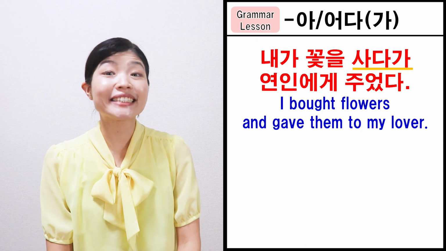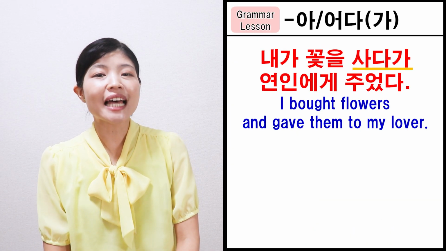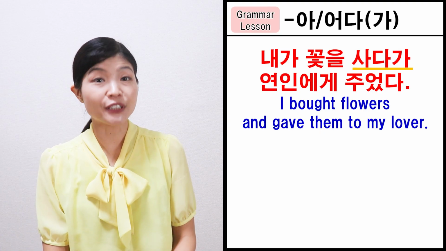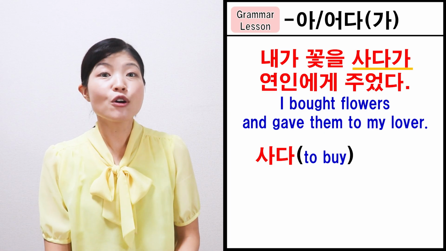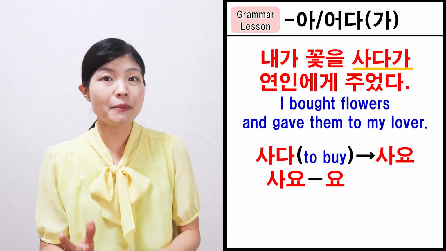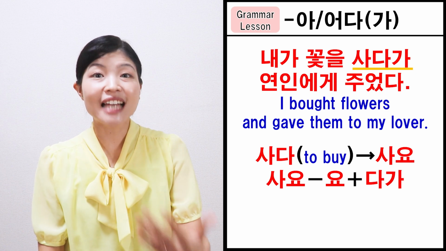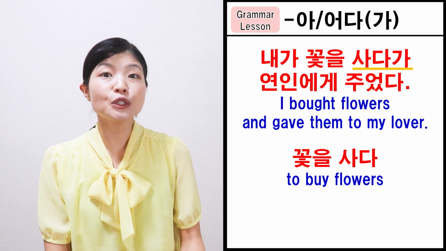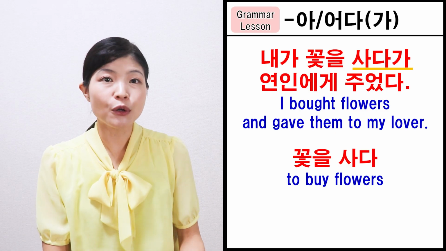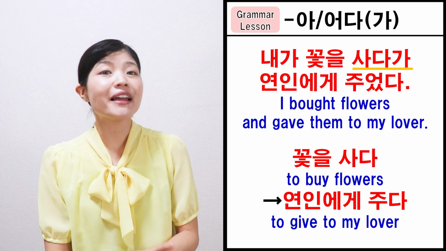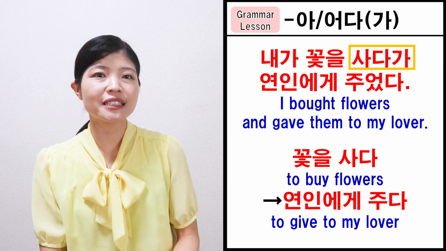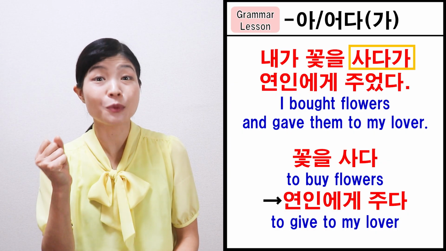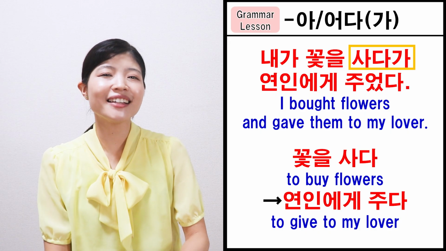Now, let's look at an example sentence. 내가 꽃을 사다가 연인에게 주었다. I bought flowers and gave them to my lover. Here, 사다 means to buy. The 요 form is 사요. You remove 요 from it and add 다가 to the stem to make 사다가, buy and then, and the action of 꽃을 사다, to buy flowers, is followed by 연인에게 주다, to give to my lover. The grammar 다가 expresses the natural flow of the action. In addition, you are holding flowers in your hands, right? That's why this grammar, 사다가, is natural.